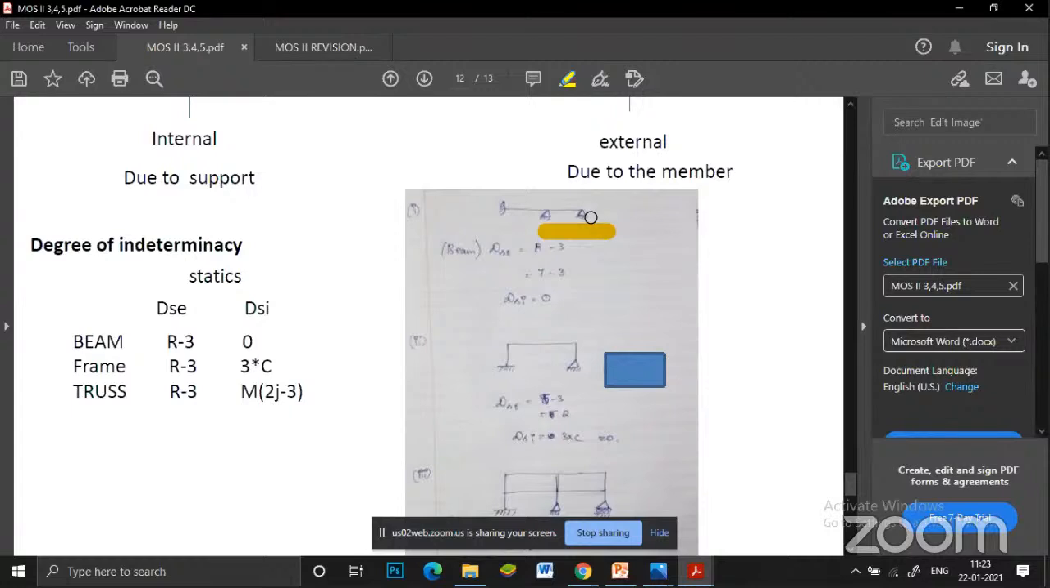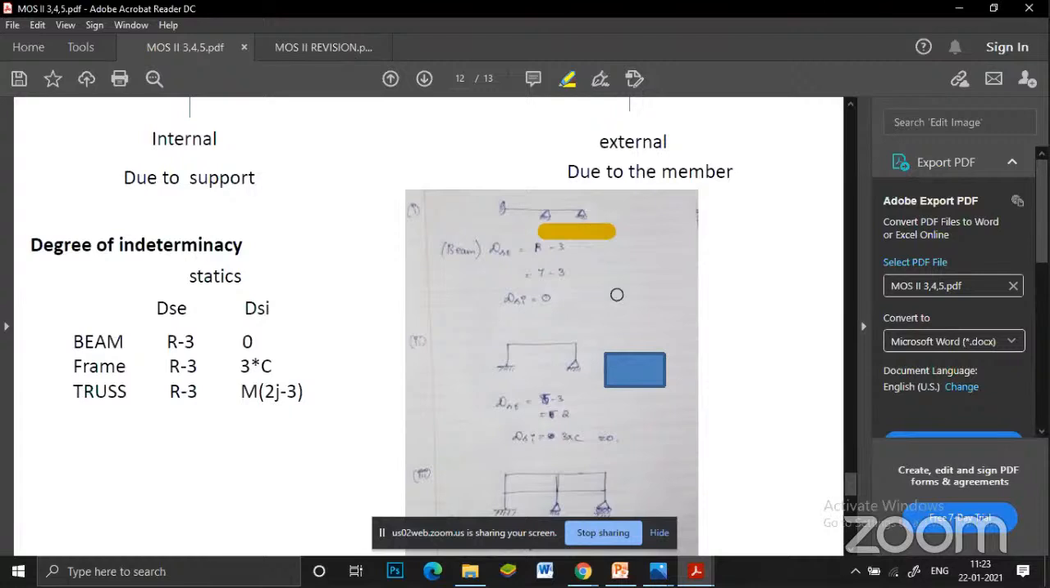We have to find the R value like this. Here it is fixed, here it is hinged, and here it is hinged. For fixed, three reactions: one is moment, another is vertical, another is horizontal. For a hinged, horizontal and vertical, that's it. So 3 plus 2 plus 2 equals 7, then 7 minus 3. In case of internal, what I told you is that external is by member and internal is by support. Here there is no support, only an external member is given. So in that case, we have to use this formula.